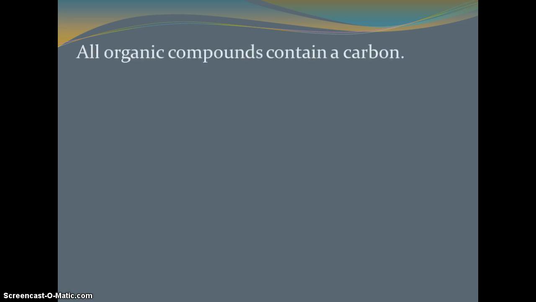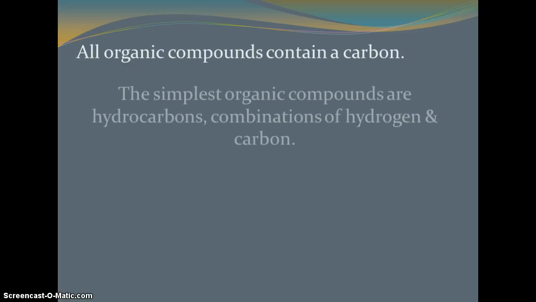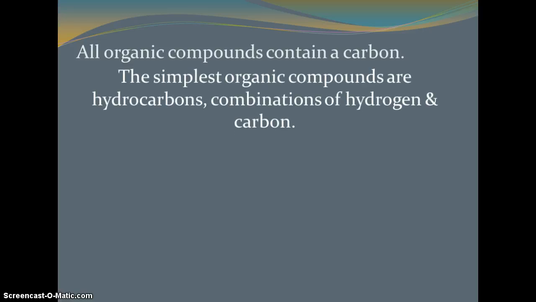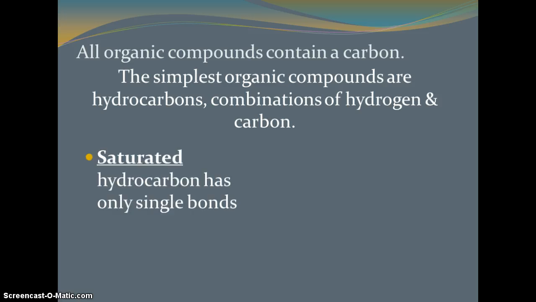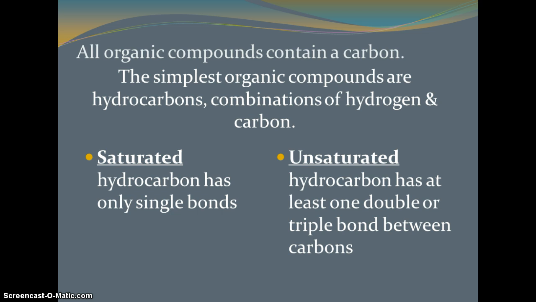So all organic compounds contain a carbon, and the simplest organic compounds are things like hydrocarbons. It's a combination of hydrogen and a carbon. If they are saturated, the hydrocarbon will only contain single bonds. That means that each carbon has all 4 bonds that it can form. And if it is unsaturated, the hydrocarbon will have at least 1 double or triple bond somewhere between the carbons.